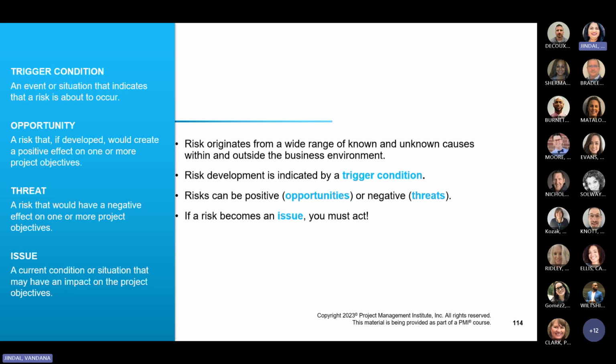So here we have the trigger conditions, which are an event or a situation that indicates that a risk is about to occur. An opportunity is a risk that, if developed, would create a positive effect on one or more project objectives. A threat is a risk that would have a negative effect on one or more project objectives. An issue is a current condition or situation that may have an impact on the project objectives. And there are generally different types of risk, like pure risk and business risk. Pure risk is an opportunity only for loss, and business risk is an opportunity for a gain or a loss.